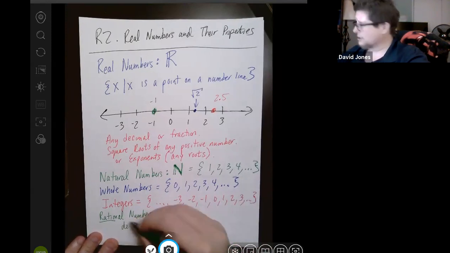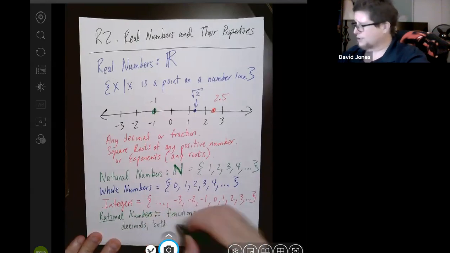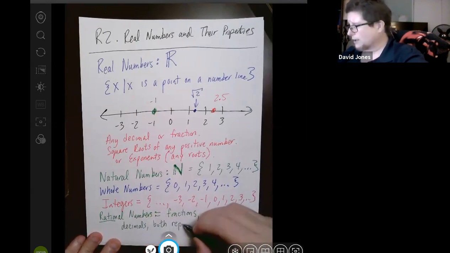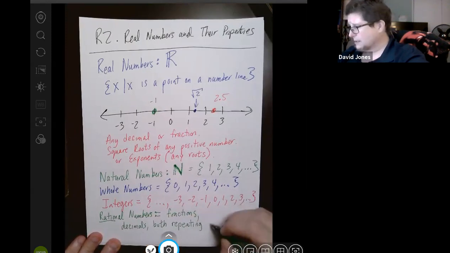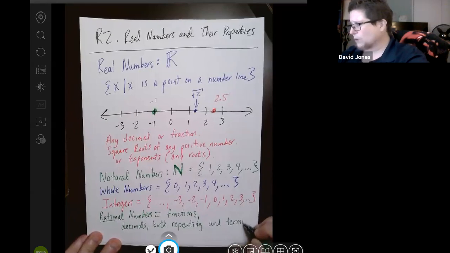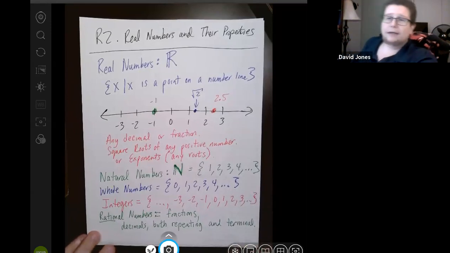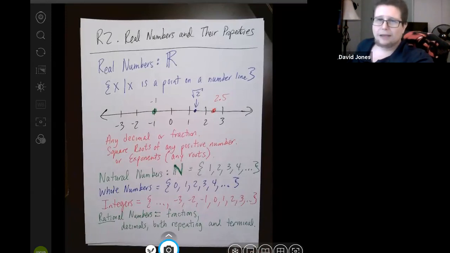And decimals, both repeating and terminating. Repeating is like 0.111111111, and it keeps going. It doesn't have to be the same number. It could be like 0.123, 123, 123. As long as it keeps going, that's repeating. Terminating, you run out of numbers. We'll cover how to write those numbers in a second. Hit pause if you need to have this up a little longer.